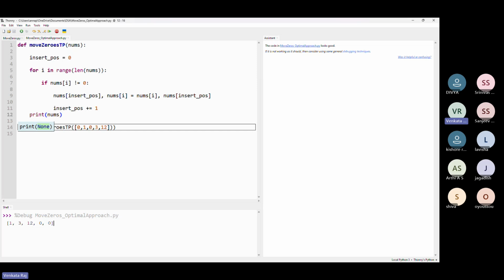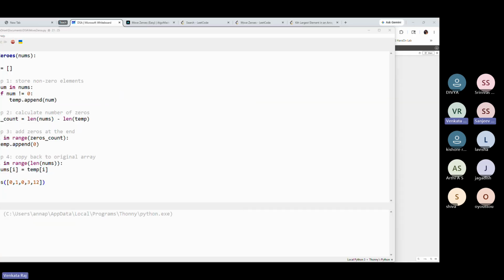Does anybody have any doubt in how it got swapped, or how we are taking care of tracking both elements? We are clear, right? Or do you want me to explain in a different way? We are good.